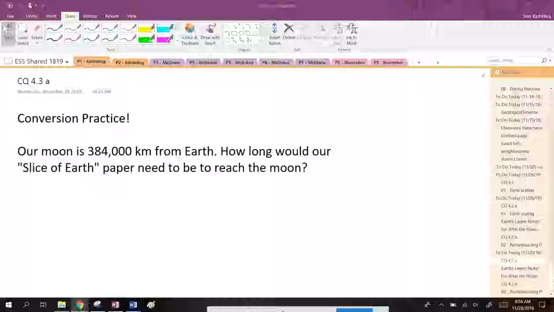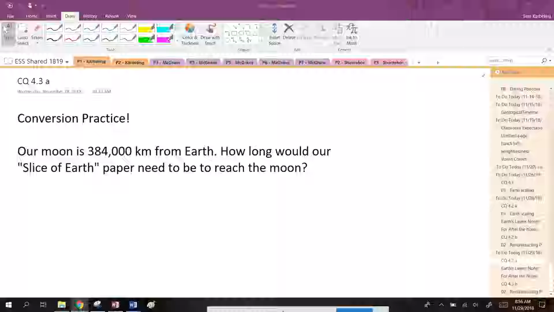Just to reiterate the situation, you got your slice of Earth, okay? Miss McGrain cut this for us over the Thanksgiving holiday, and she knew that it had to be a little bit more than a meter long in order to fit the model, right?